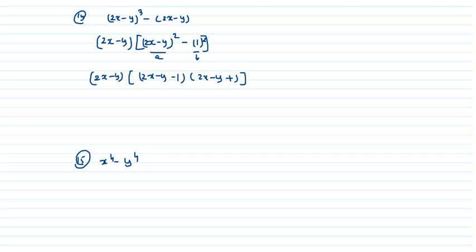That's it. Here there is one more similar kind of sum. See, x raised to 4, y raised to 2. So this is (x square) whole square minus (y) whole square.